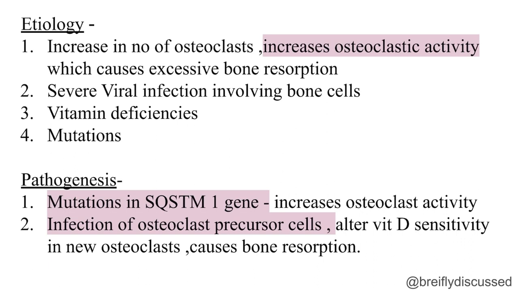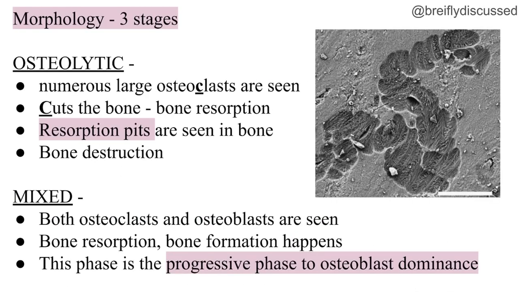So the pathogenesis is because of two things. One is a mutation in the sequestrum gene and another is viral infection in the osteoclast forming cells. Coming to morphology, we have 3 stages in it. One is the osteolytic stage, the mixed stage, and the osteosclerotic stage.